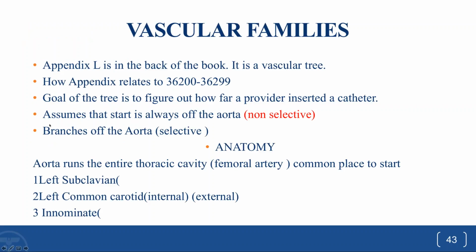All right. And this was in the vascular families, but we already had that on page 747. And remember here in red, it says assumes the start is always off the aorta. And if that start is off the aorta and it is non-selective, which you see I have in red, in the chat box, what would the CPT code be? Chat box, chat box. Don't forget, your 36200.